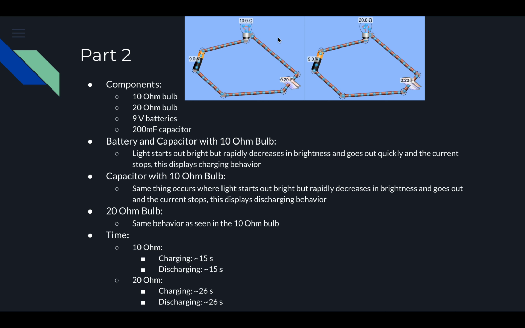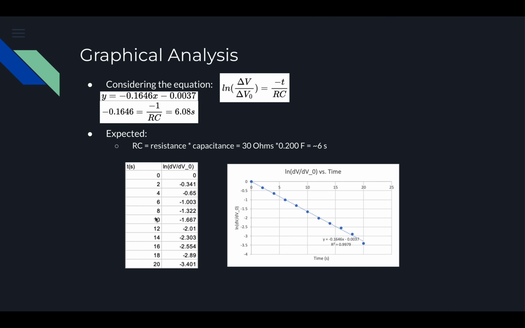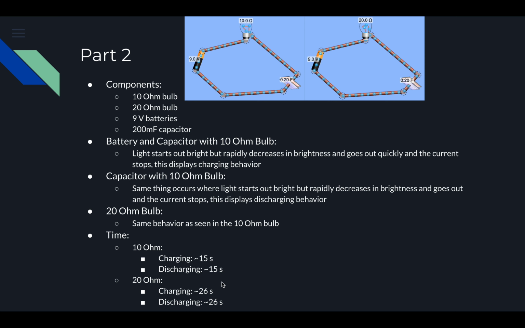For part 2, we used these bulbs and one battery and a capacitor. One bulb was 10 ohms and one was 20. For the battery and capacitor with the 10 ohm bulb, the light starts out bright but quickly diminishes in brightness and goes out, and the current stops. This displays charging behavior. With just the capacitor and the 10 ohm bulb, the same thing occurs: the light starts out bright but then quickly diminishes and the current stops. This was discharging behavior. The same thing occurred with the 20 ohm bulb, just at different times.